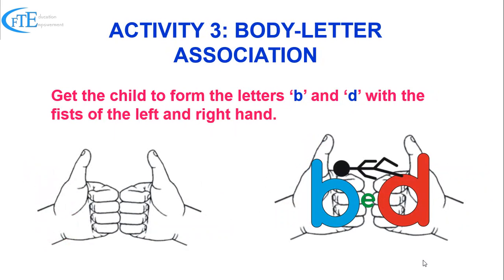Activity 3: Body letter association. Get the child to form the letters B and D with the fists of the left and right hand. Get the child to place the two fists on a table and then place cutouts of B and D on the two fists. This will help the child to relate the two letters with the two fists. B, left fist, D, right fist.